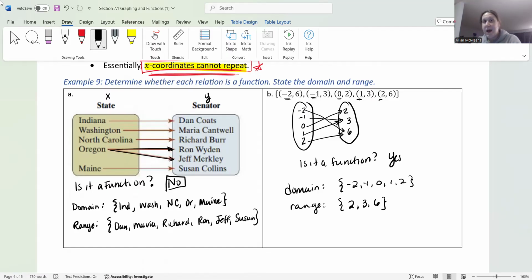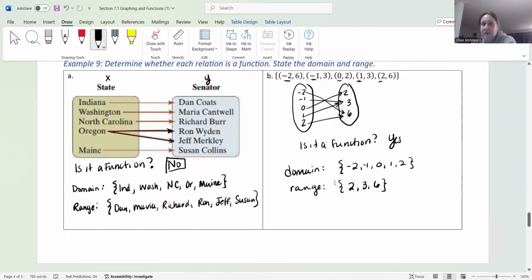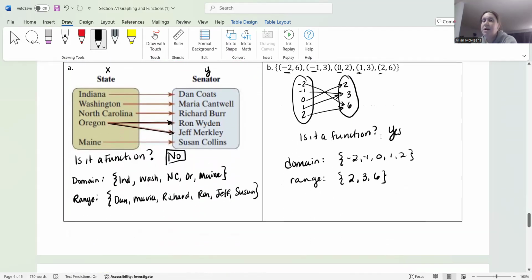And that's it. That is kind of what a relation is. X coordinates, remember, are input values or our domain. Y coordinates are the output values or the range. And for a relation to be a function, each input value can correspond to only one output value, which means x's cannot repeat. We have an example of something that is not a function, and then an example of something that is a function.